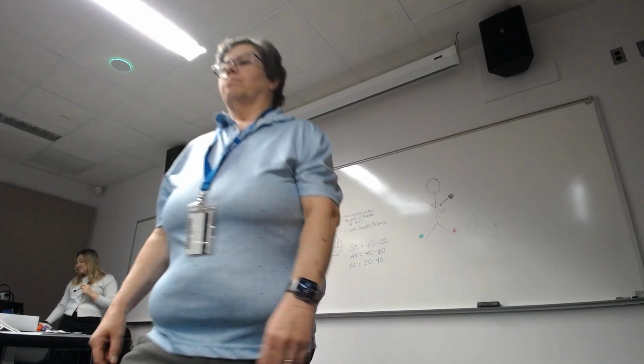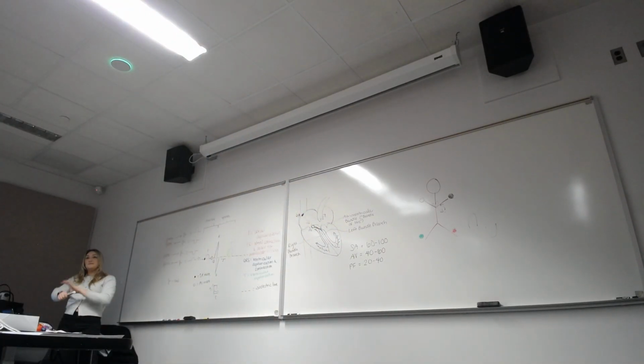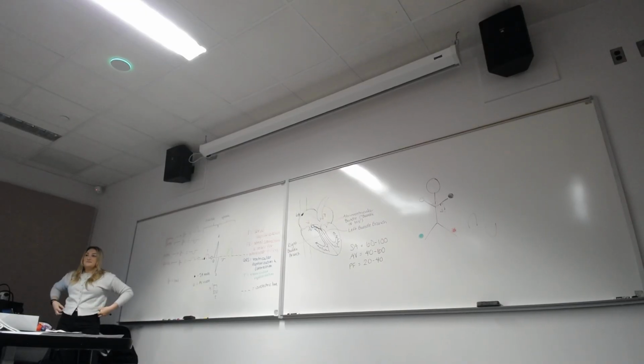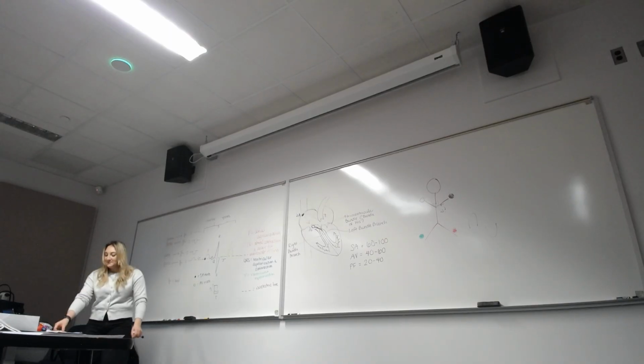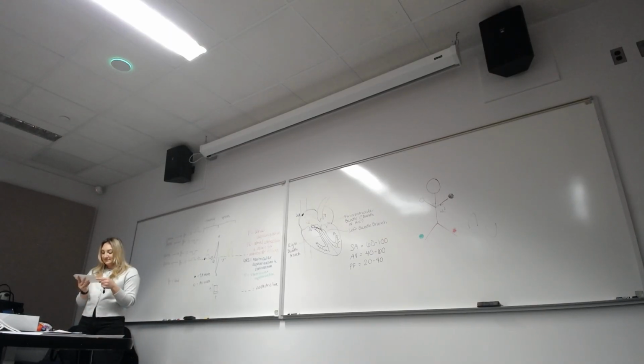So as the paper comes out, the speed is 25 millimeters per second. So that's what we use in the United States. Sometimes in Europe they use 50, but we use 25.